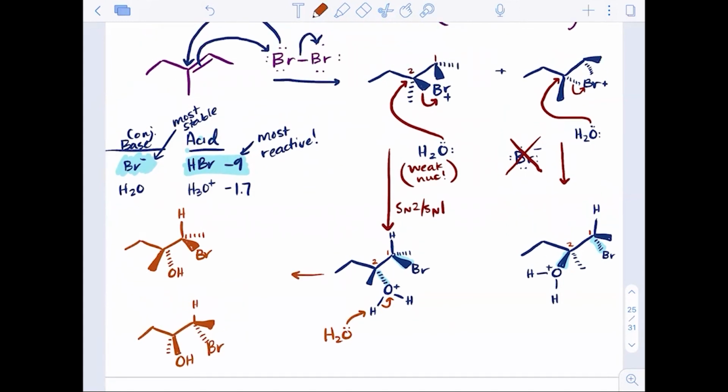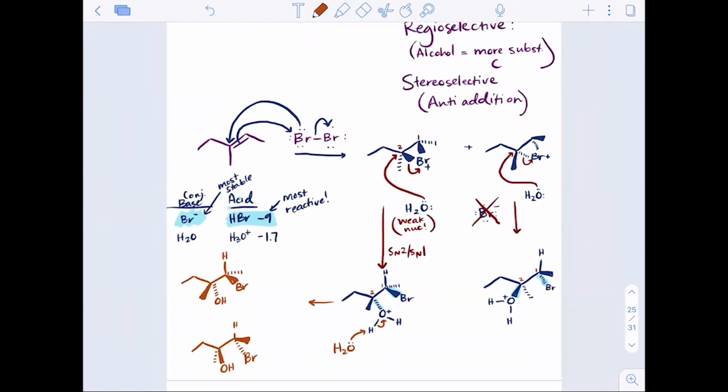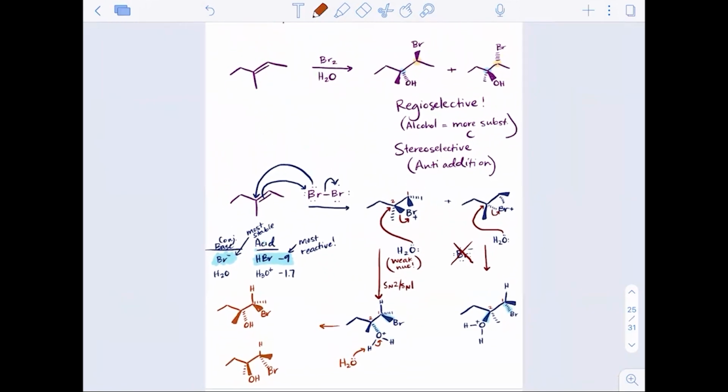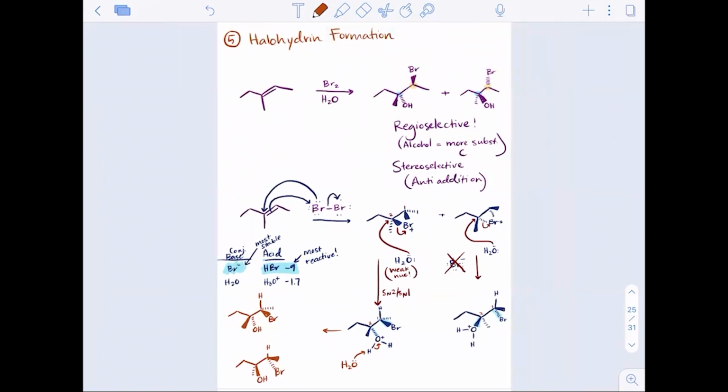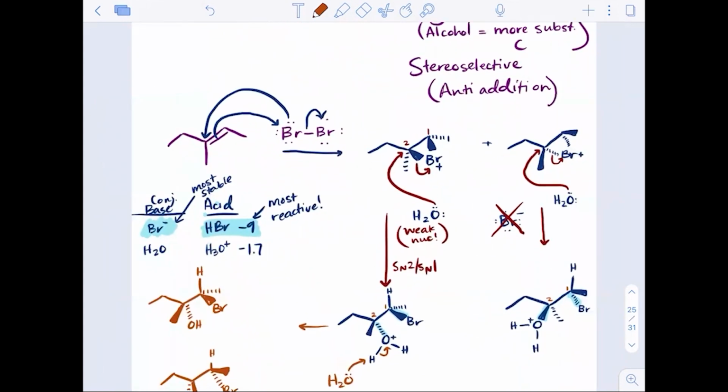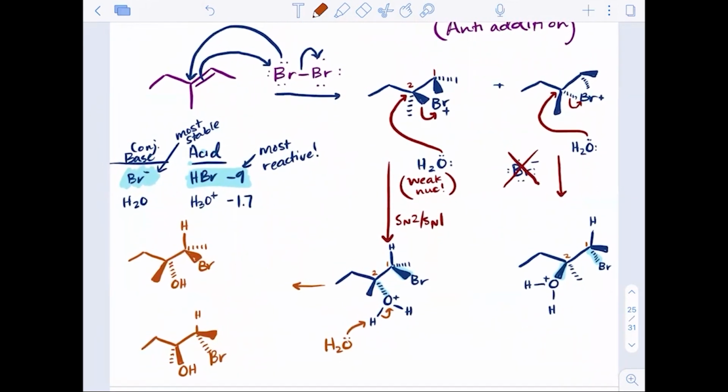Excellent. Halohydrin formation, again, is very, very similar to our halogenation. So thinking about reaction 4 and 5, it's the exact same thing. The only difference is when you add water, you react water faster than Br minus or Cl minus. Same thing goes for that. And there's the mechanism.